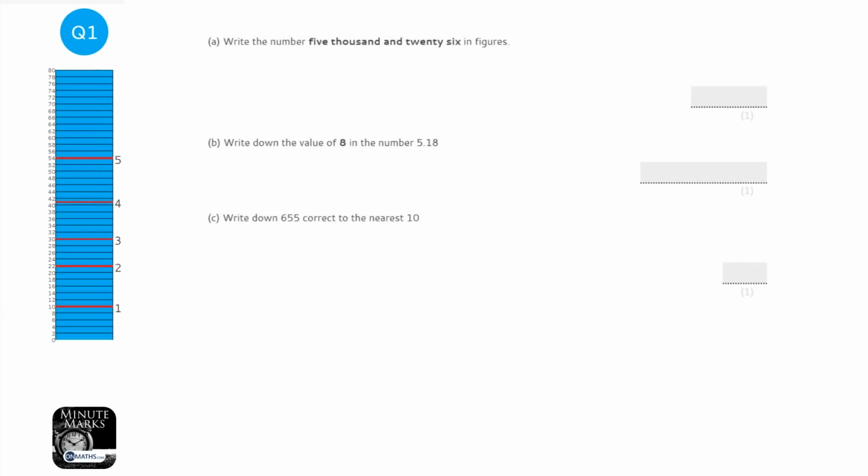When we're asked to write a number in figures, it just means as numbers. So we've got 5,026. We need a 0 there as a placeholder. So you're just going to write 5,026.